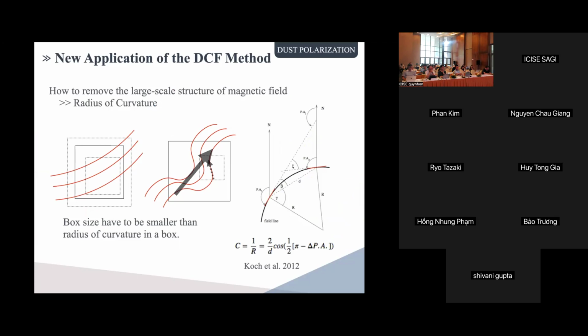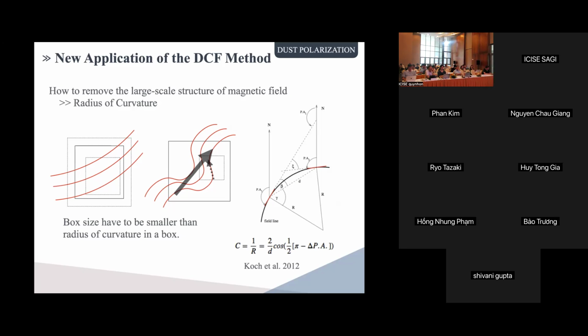To apply the new method of the DCF, we estimated the radial curvature of the polarization segments. The radial curvature can be estimated from two neighboring polarization segments: we can draw a circle, with the polarization segments tangent to the circle. Then we can assume this circle's radius is the radial curvature. If the radial curvature is larger than the box area, we apply the DCF method. In that case, we can assume a uniform magnetic field within the box.